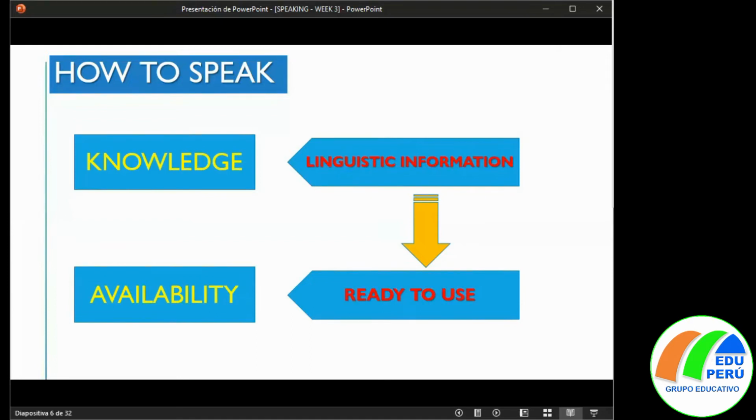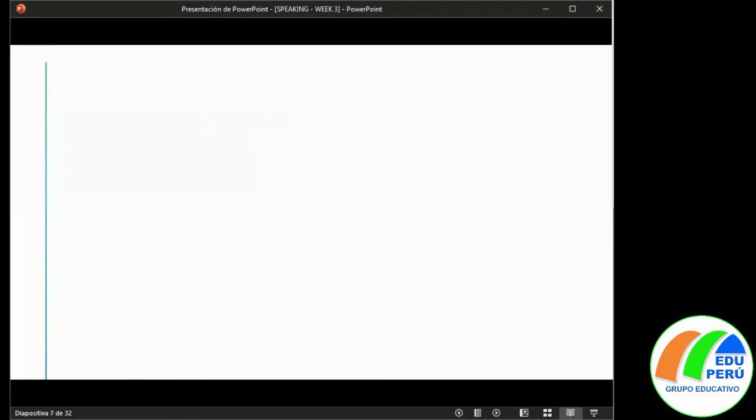psychological or emotional, no? But there are other factors that are related to the acquisition of a language, no? To the learning of a language. That's what we are going to talk about today. So, according to the knowledge, remember.